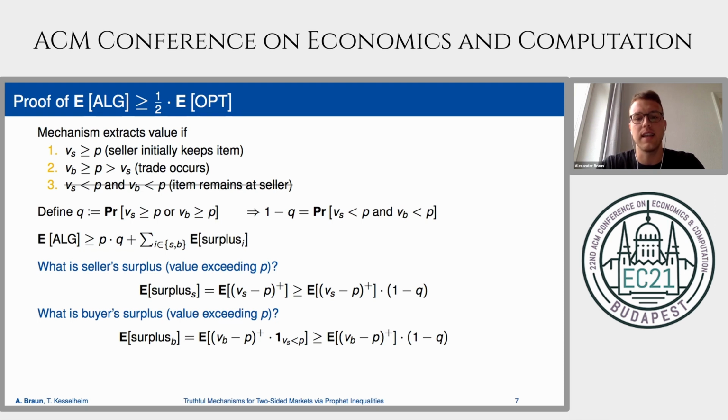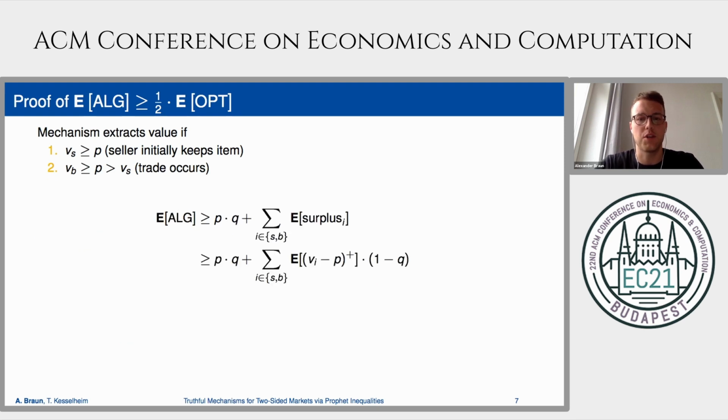So if Vs is less than P, therefore we get this additional indicator function in here. But still, we can use independence of those two random variables and then lower bound the probability that the seller has a value less than P with 1 minus Q. So if we plug this into our formula above, what we get is just this expression here: the social welfare for the algorithm is P times Q plus the sum of the bounds for the surplus of any agent.